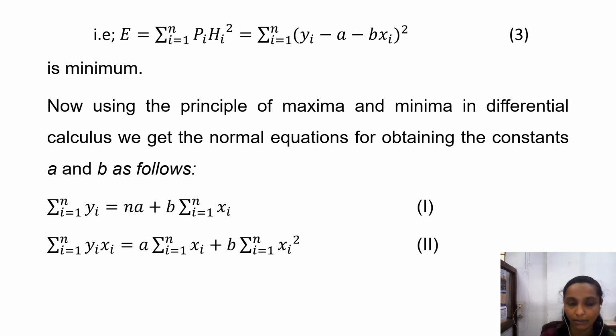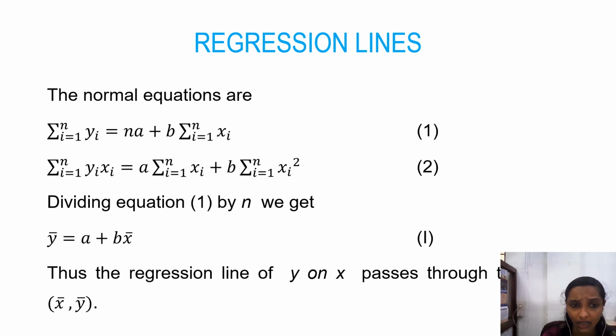First, we take the partial derivative of E with respect to a, and on equating it to 0 and simplifying, we get the first normal equation: summation yi equals na plus b summation xi. And again, we take the partial derivative of E with respect to b, and on equating it to 0, we get the second normal equation, which is summation yi xi equals a summation xi plus b summation xi squared.